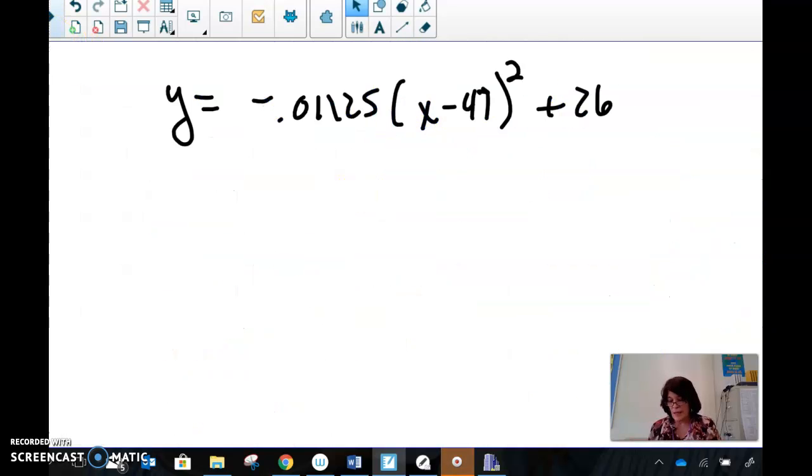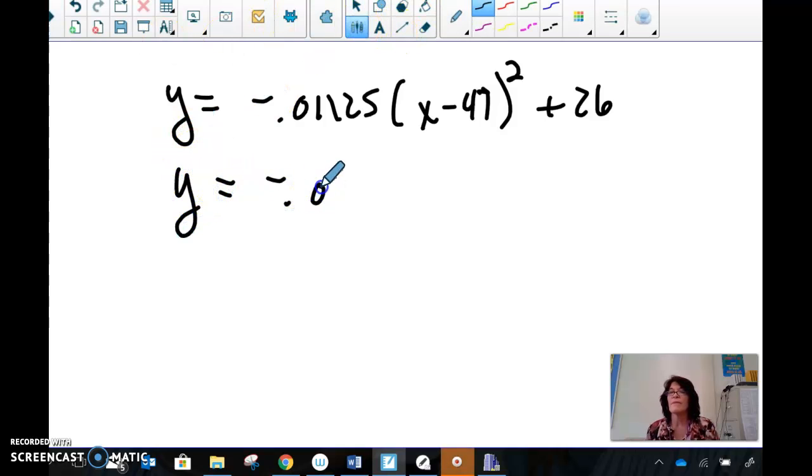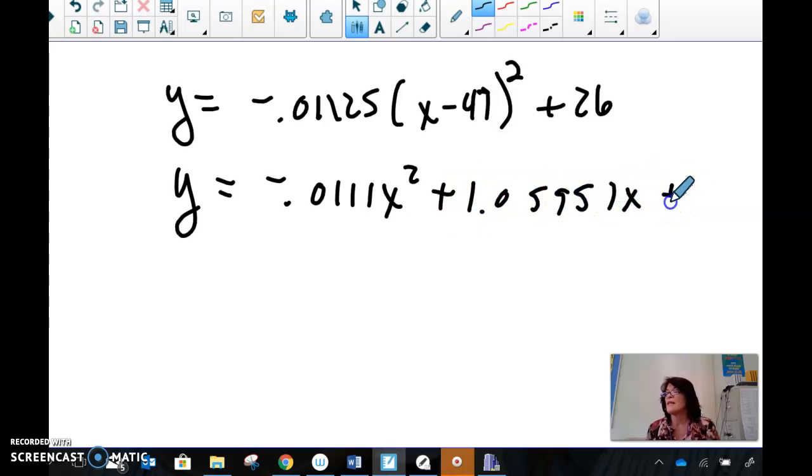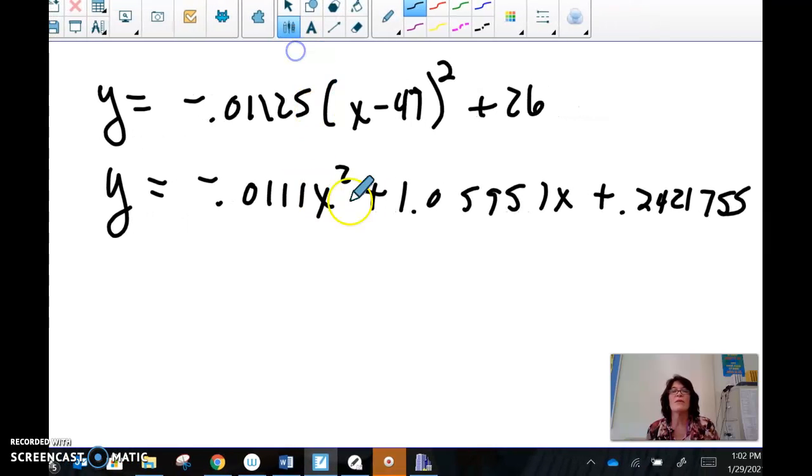There we go. The equation that they had in standard form, negative 0.0111 x squared plus 1.05957x plus 0.2421755. That's what they had. So let's come back to the next video and I'll show you how close those are. I'll keep that up here. Come back to the next video.